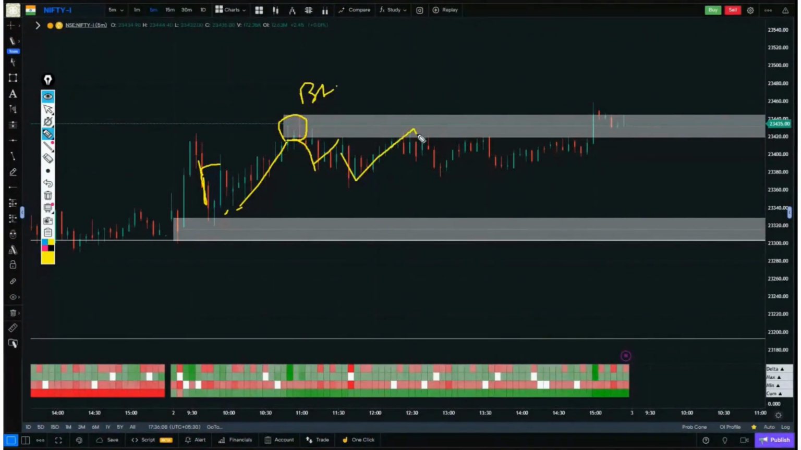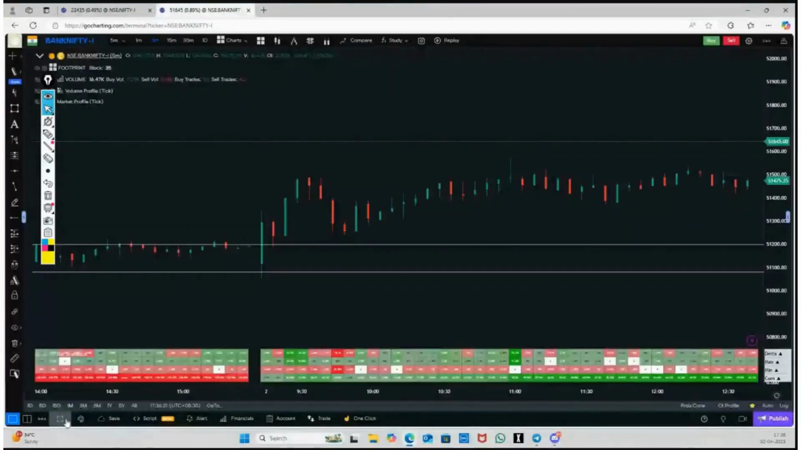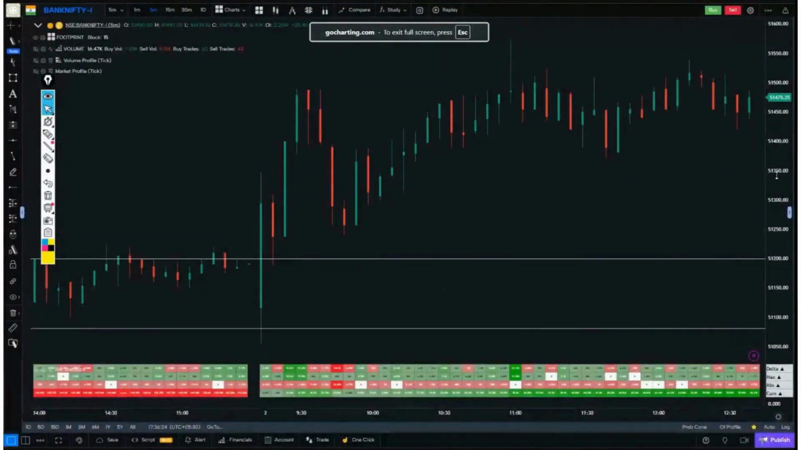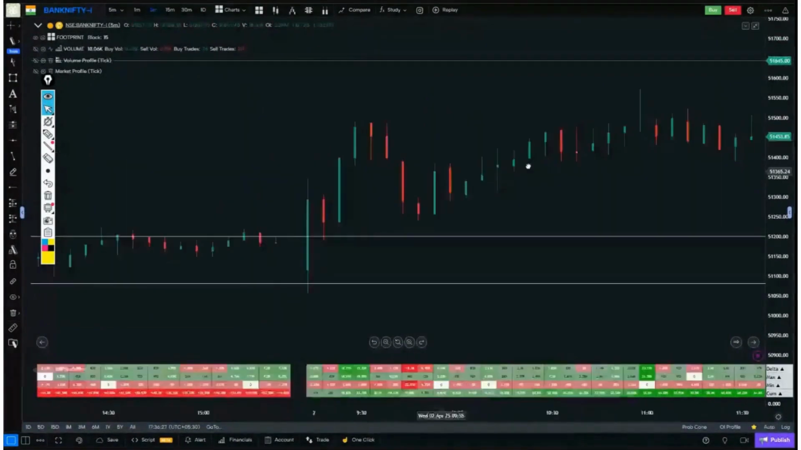It held, got rejected, held on the pullback, got rejected, held on the pullback, and around 3 o'clock it tried to break once and closed right there. Okay, now let's quickly look at Bank Nifty to see what happened inside Bank Nifty.